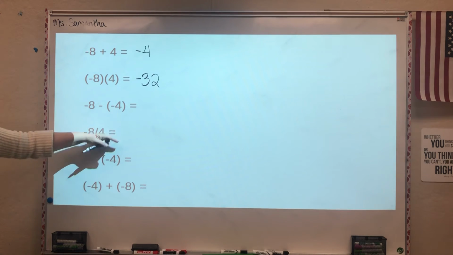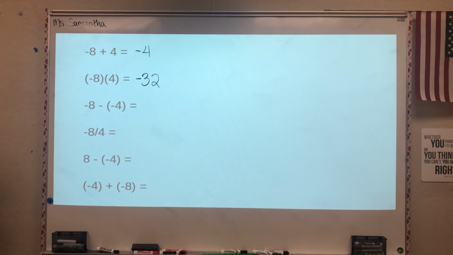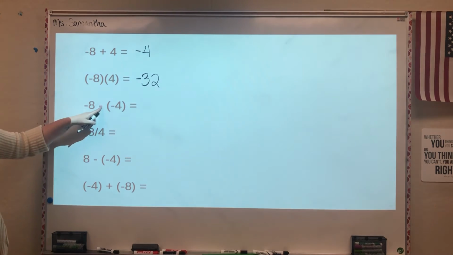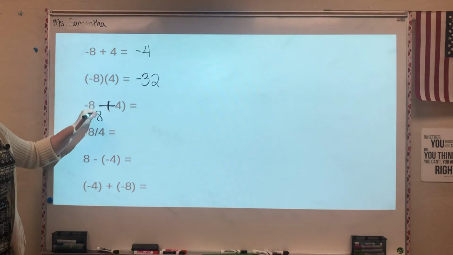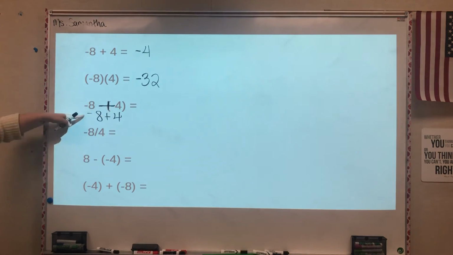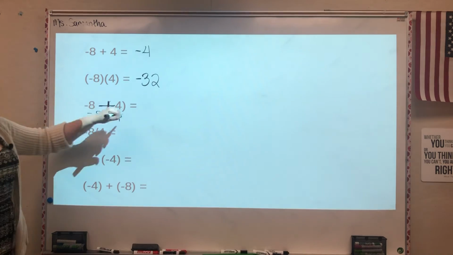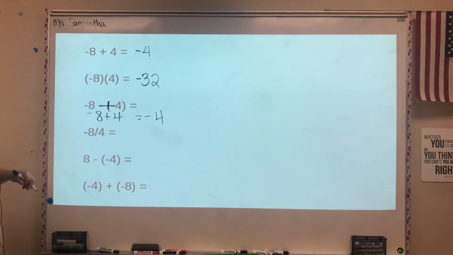The next one says negative 8 minus negative 3, that's a 4, I'm sorry. Negative 8 minus negative 4. We just saw that last rule that says if you're subtracting a negative, that is the same thing as adding. So this becomes negative 8 plus 4. Notice that's the same as up here. Negative 8 plus 4 is negative 4.